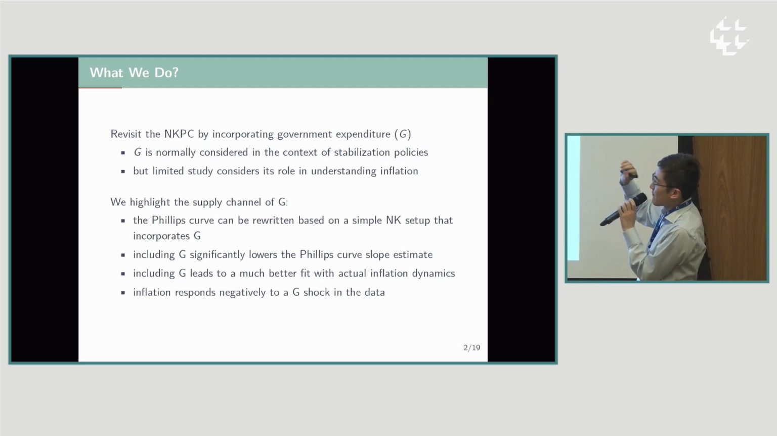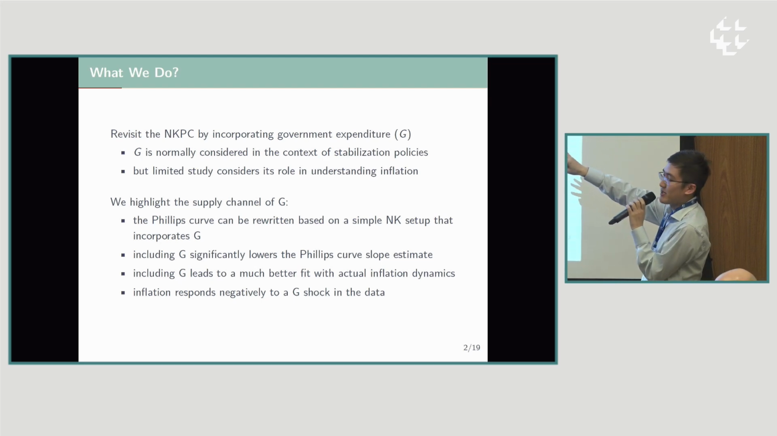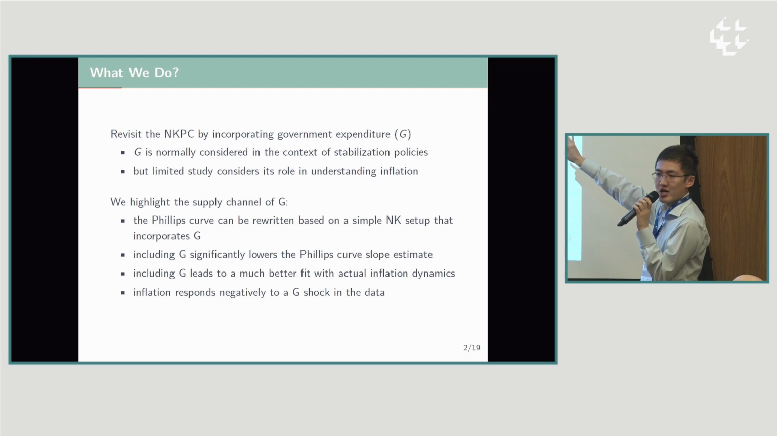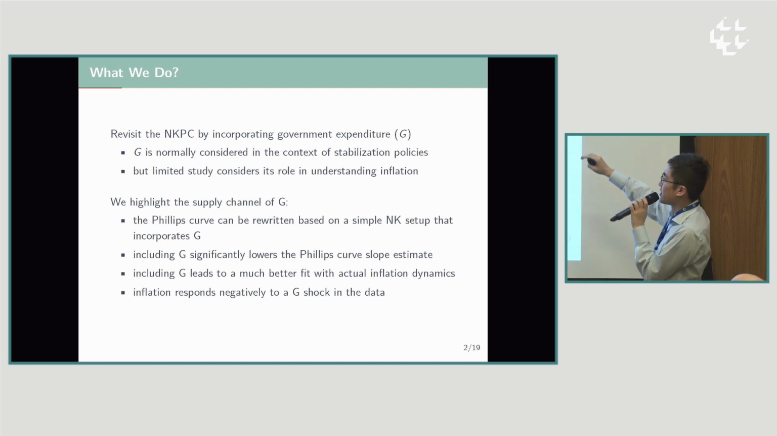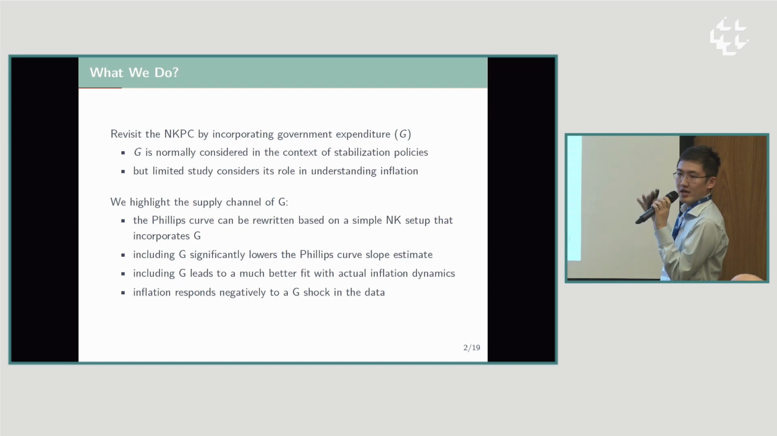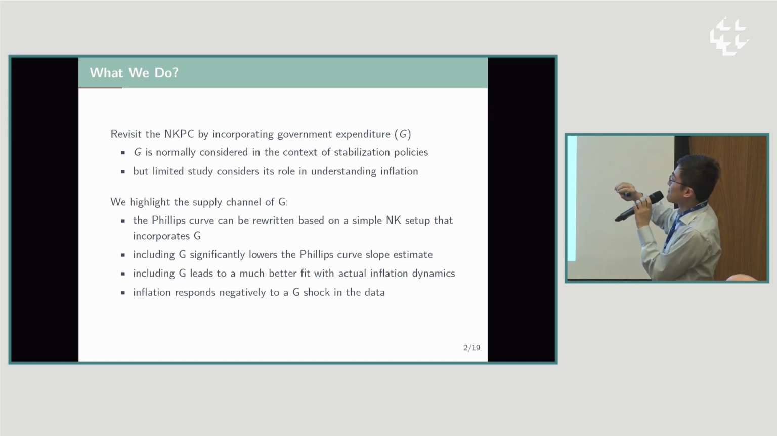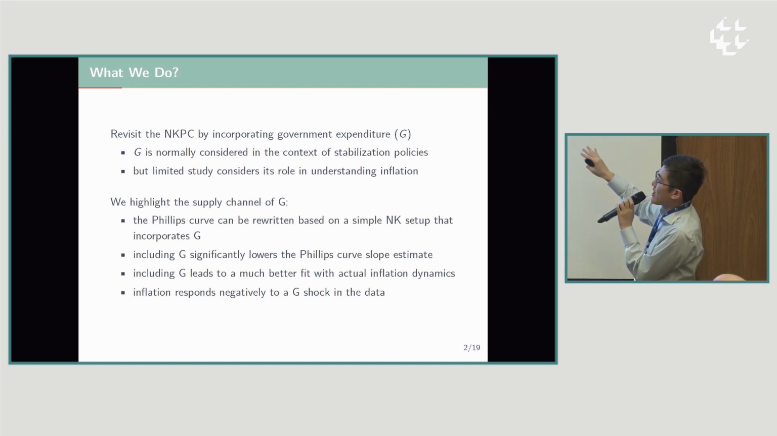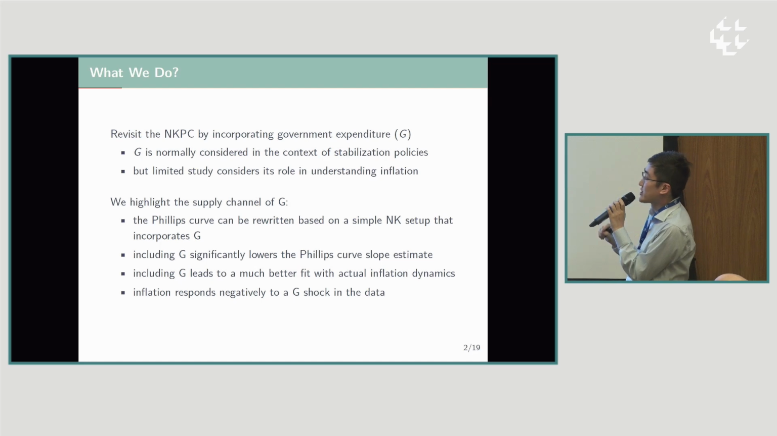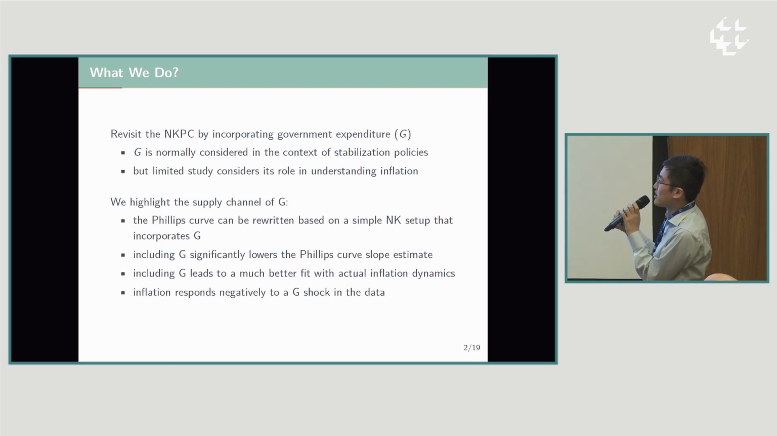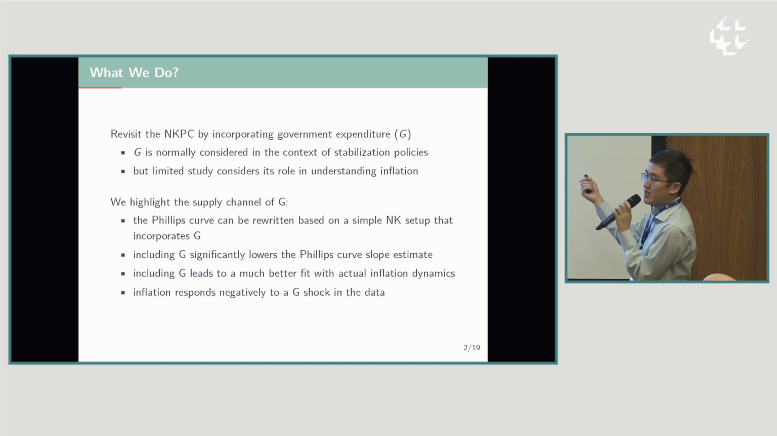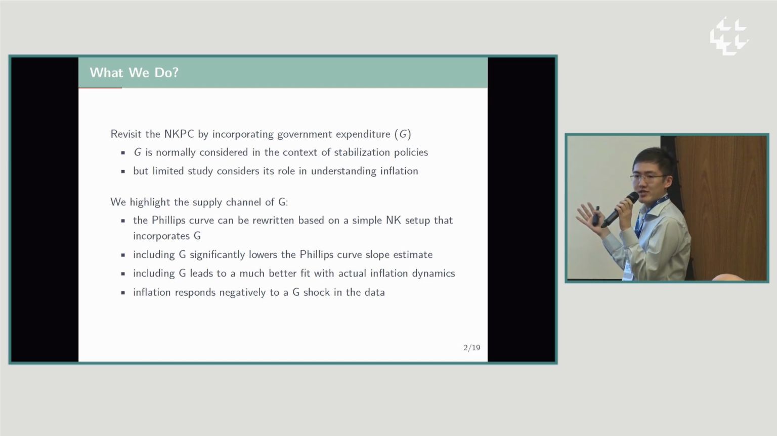We show that, first of all, I will show you a very stylized, simple New Keynesian setup by adding government expenditure into the Phillips curve and highlight how exactly government expenditure matters through the supply channel for understanding inflation. And then we bring this seriously to the data and estimate the New Keynesian Phillips curve, and we show that including government expenditure could significantly lower the slope of the Phillips curve. Also, including G could give a better fit with the actual inflation dynamics, particularly around the Great Recession period.